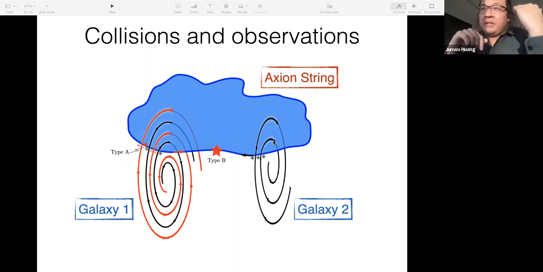The blobs will be traveling in the same direction, but at the same time they are going to spread out. So as long as my two galaxies are not very far apart, they will collide at some point before the charge densities are totally smoothed out over the axion string. And these collisions are what we can look for.